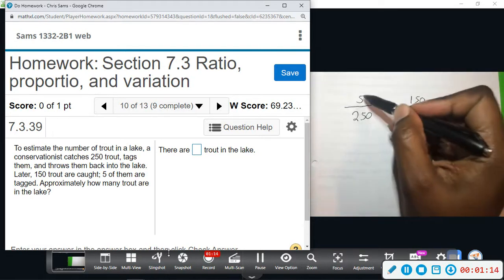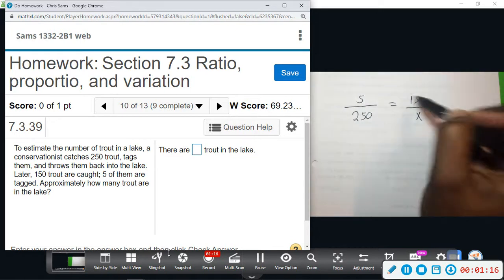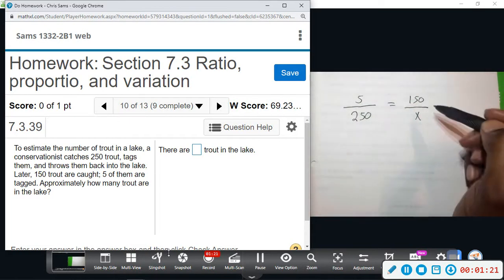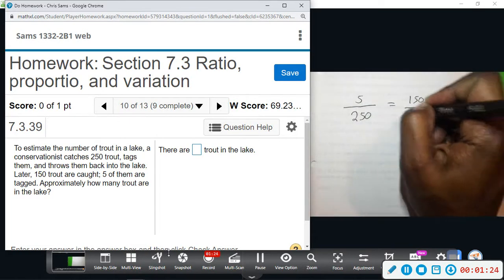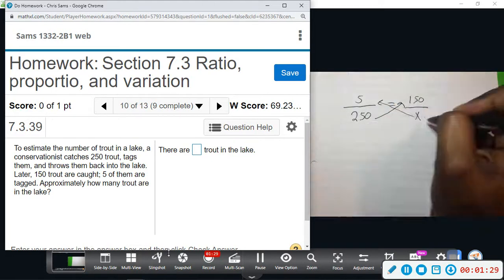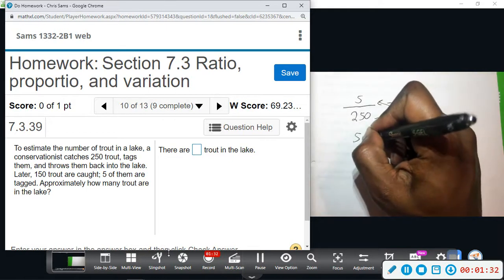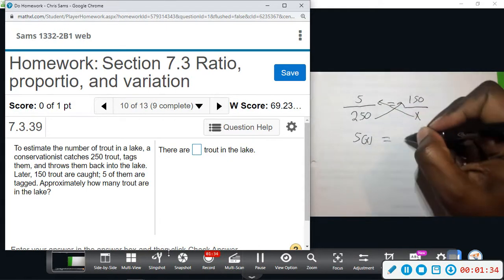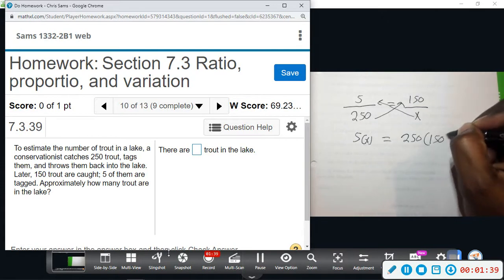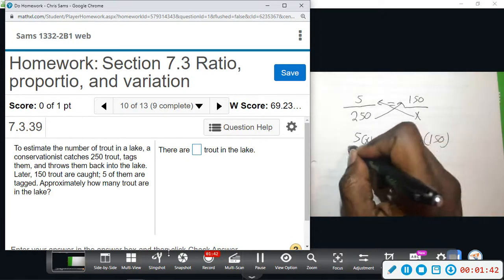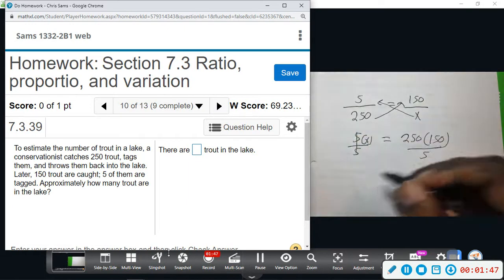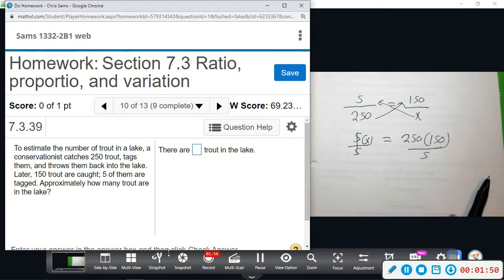So we got two totals. We got 5 and 150 compared to each other, and these are the tagged amounts, these are the total amounts that's not tagged. So we're going to cross multiply because X is on the bottom, so we got to get it on the top. So that'll give us 5 times X equals 250 times 150. Alright, and then we will divide by 5 to get X by itself. Alright, so we're going to do 250 times 150 divided by 5.